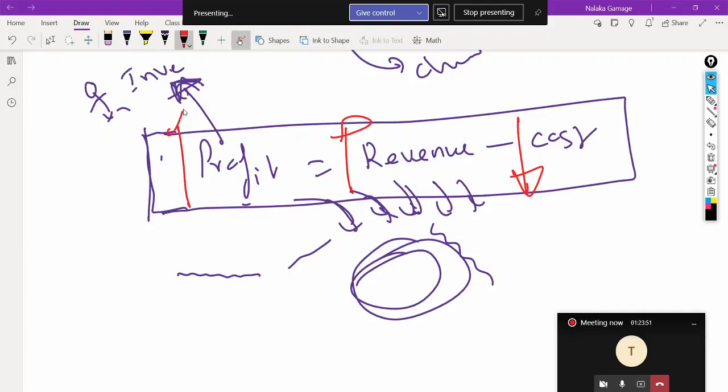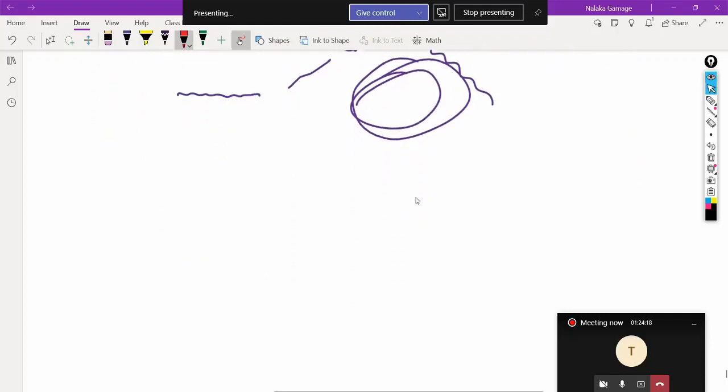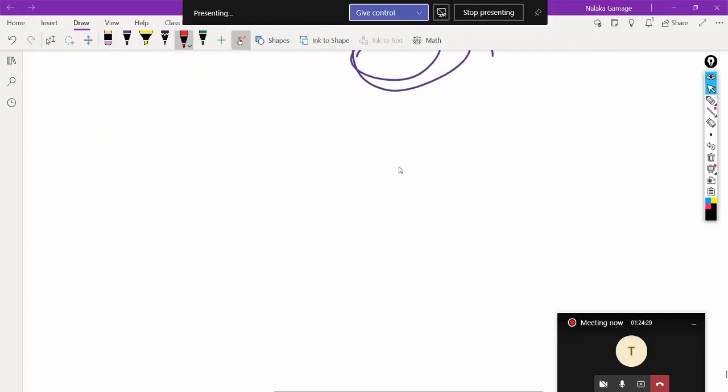So every business organization is interested in increasing their profit. They know that to increase profit, we have to increase revenue and keep reducing cost. Keep reducing cost, then only we can increase the profit. Okay, right. Now let's try to understand the business environment.